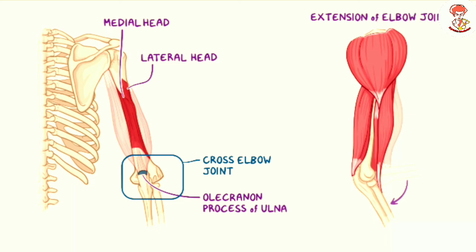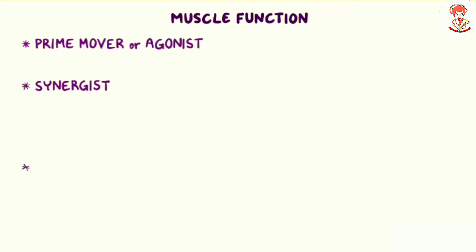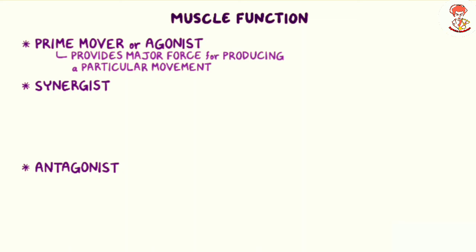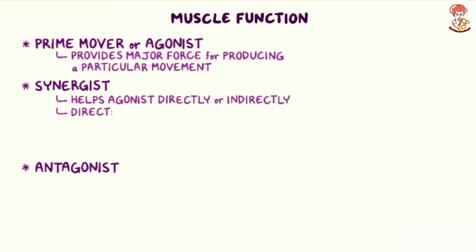Okay, let's talk about muscle functions. The functions of each muscle can be described using terms like prime mover or agonist, synergist, and antagonist. The prime mover, also called the agonist, is the muscle that provides the major force for producing a particular movement. This agonist often has a synergist, which is another muscle that helps the agonist directly or indirectly.